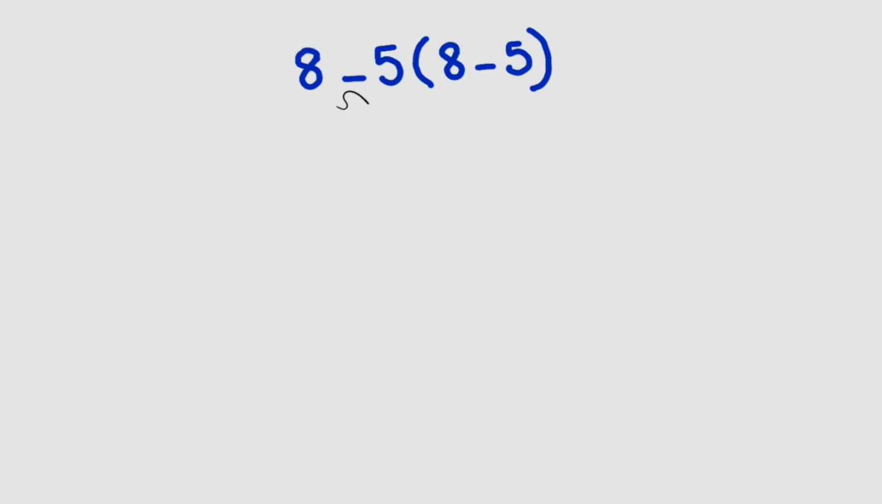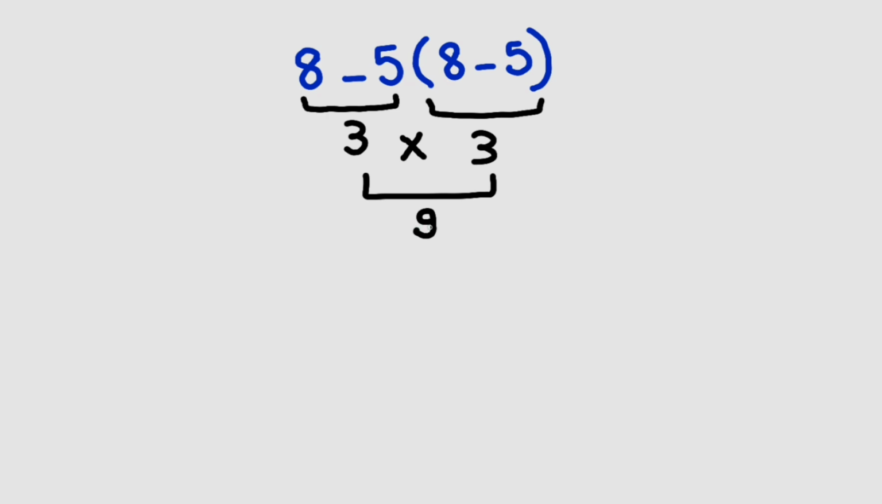Today I want to find the value of this expression: 8 minus 5 times (8 minus 5) in parentheses. So 8 minus 5 gives us 3. Now 8 minus 5 gives us 3, and we have one parenthesis here, one multiplication here. So 3 times 3 gives us 9. But this answer is not correct.